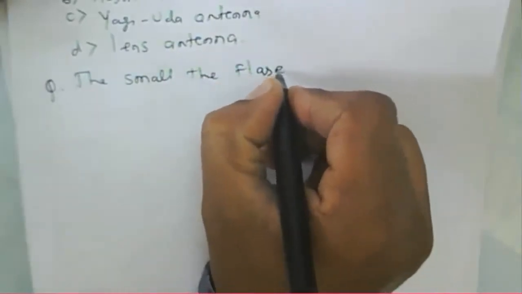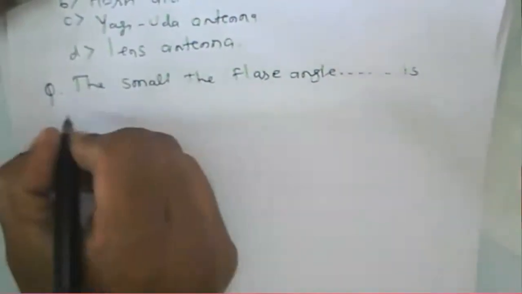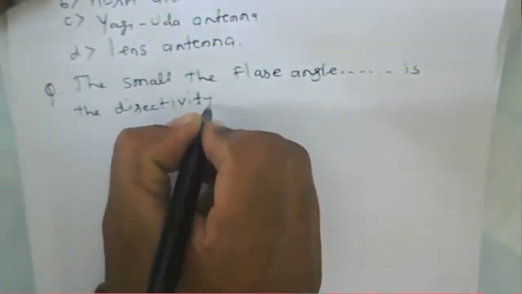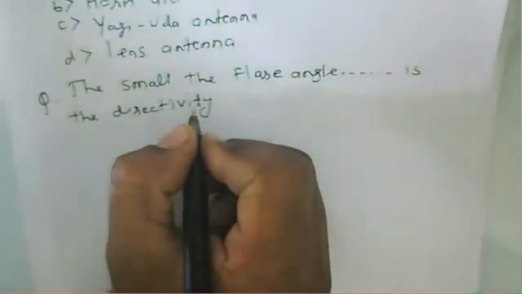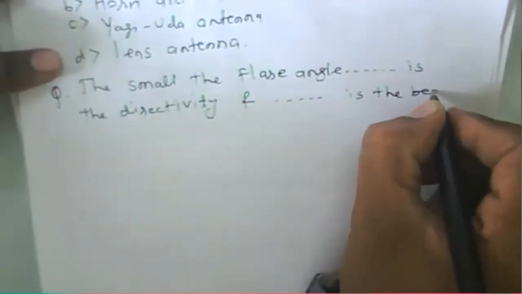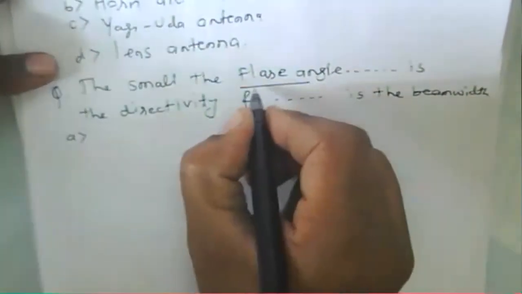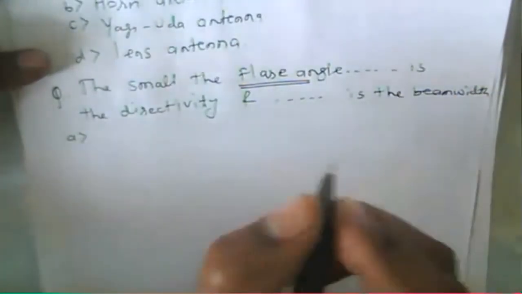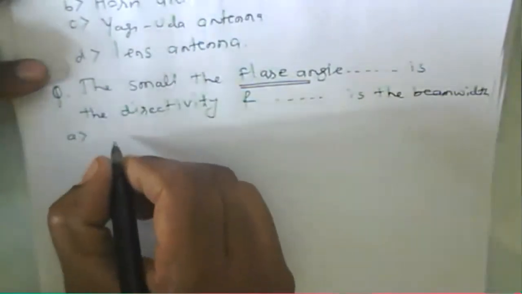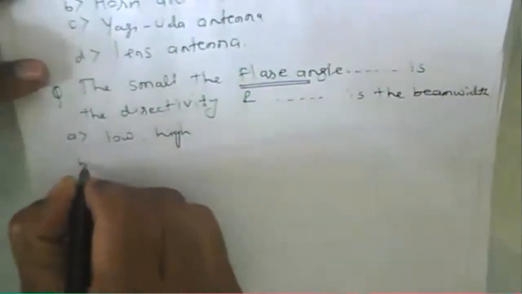The small flare angle, dash dash is the directivity and dash dash is the beam width. Think over it. The flare angle is in a horn antenna. So what will be the directivity and what will be the beam width there?